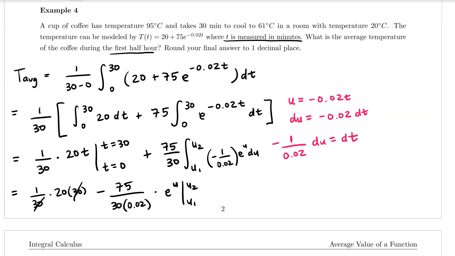And now I can switch back to my original limits of integration and put my expression in terms of t. So I have 20 minus, this fraction right here ends up simplifying to be 125. So I'll write 20 minus 125 e to the power of negative 0.02t. And I'm evaluating this from t equals 0 to t equals 30.